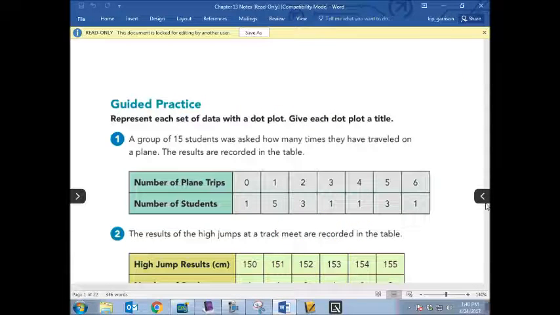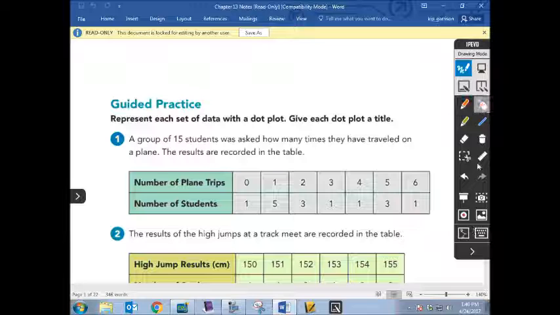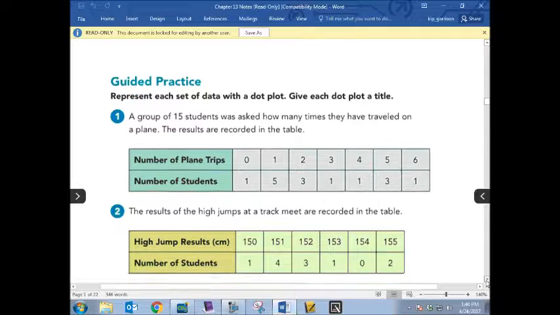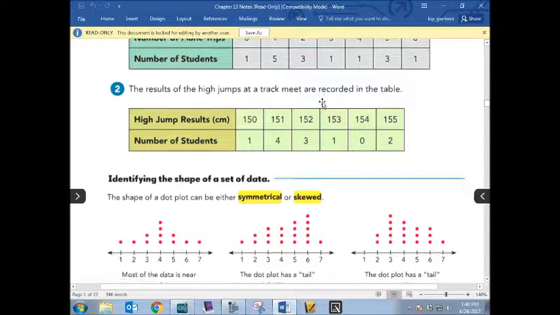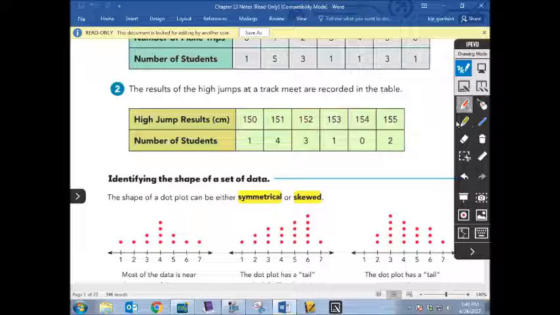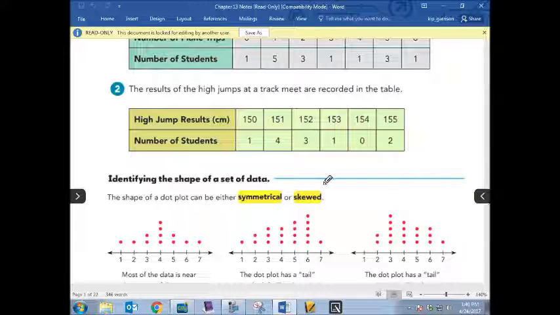This next one down here says that the results of the high jumps at a track meet are recorded in the table. Okay, so for this one, you're just going to have to find some space. Maybe down at the bottom there's some space or whatever. I'm going to do mine on this little line right here because it's kind of convenient, if you can use it.